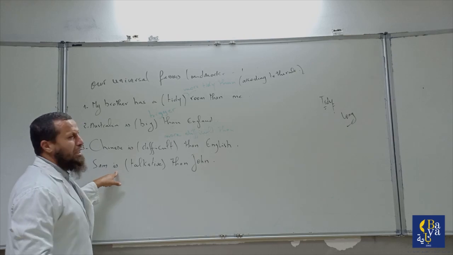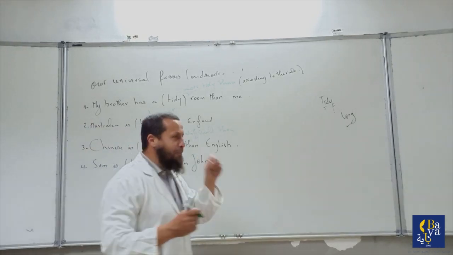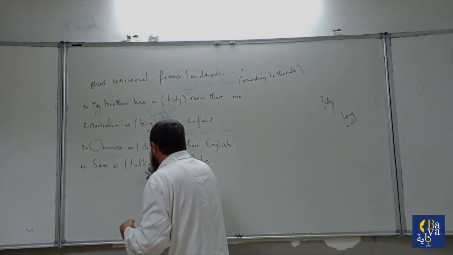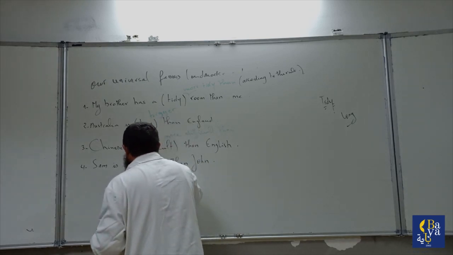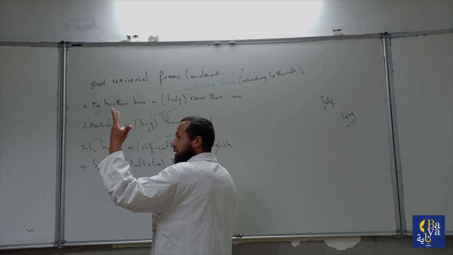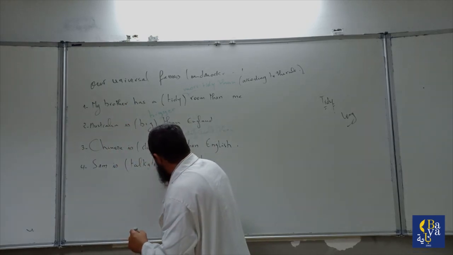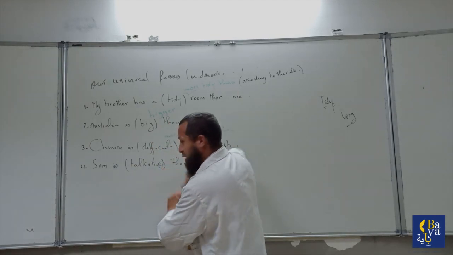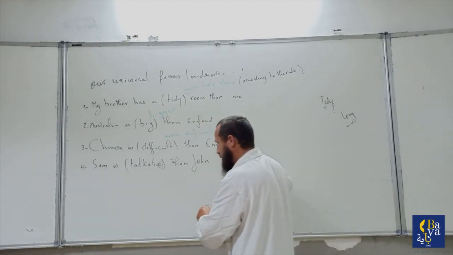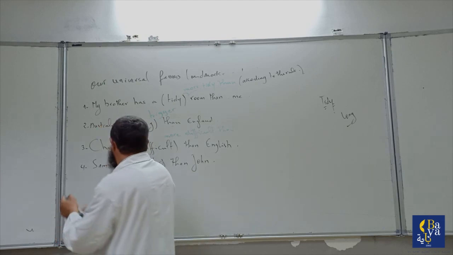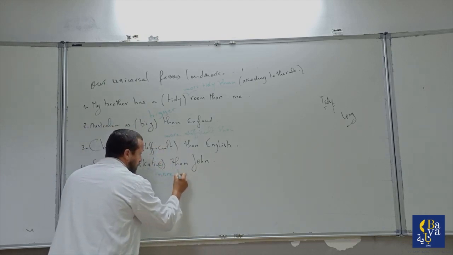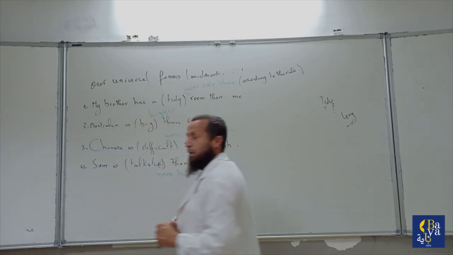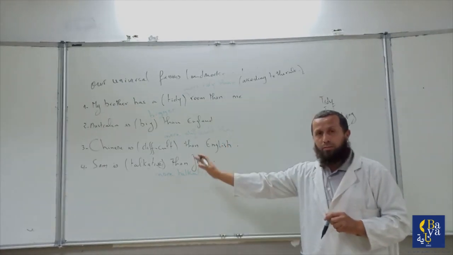Sam is talkative. He talks a lot in class. He's talkative. So, talkative. One. Three. By the way, this one is not pronounced. It's not counted, so it's out. Three syllables means long adjective, so he is more talkative than John. Okay with this?